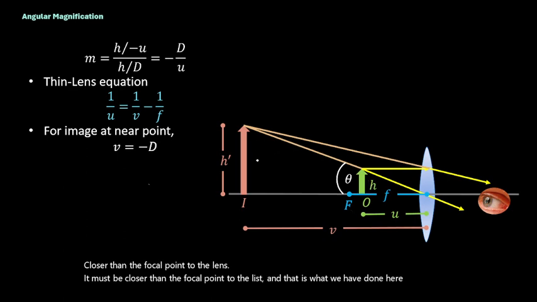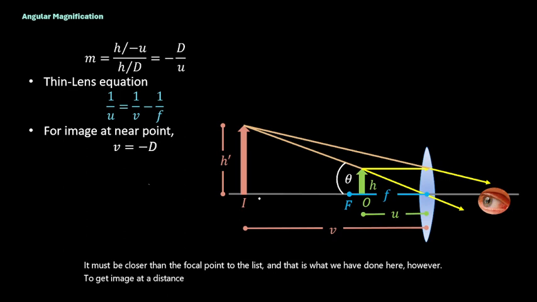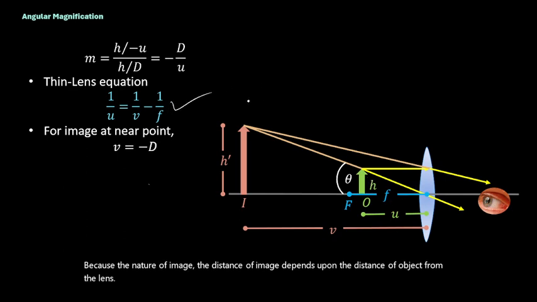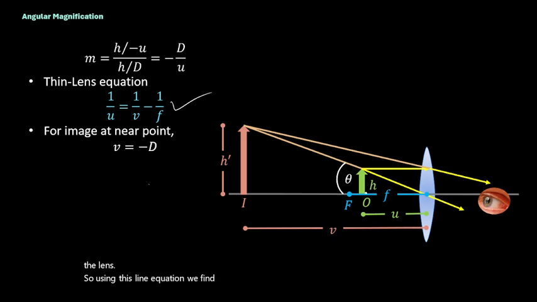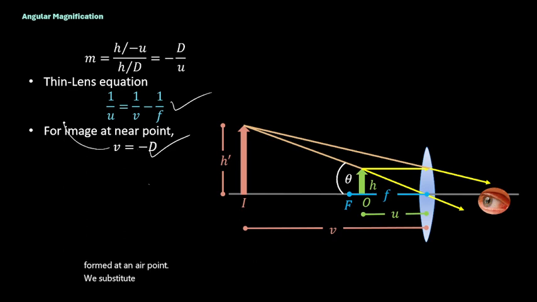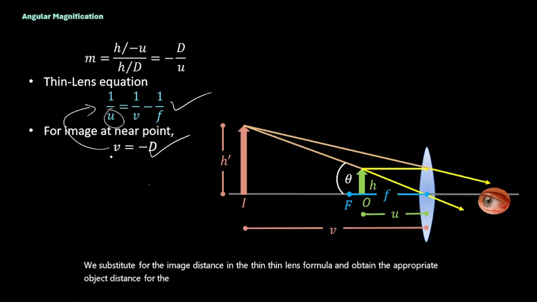However, to get the image at a distance of near point, the object distance must be properly adjusted, because the nature of image, the distance of image, depends upon the distance of object from the lens. So using this lens equation, we find the distance of an object from the lens for which the image is formed at a near point. We substitute for the image distance in the thin lens formula and obtain the appropriate object distance for the image at a near point.